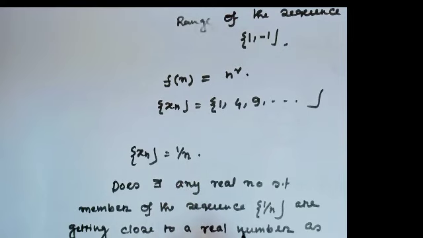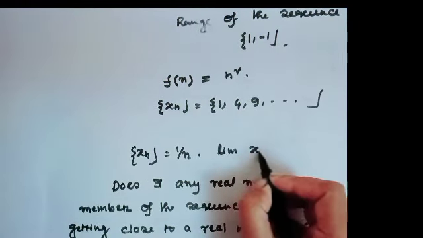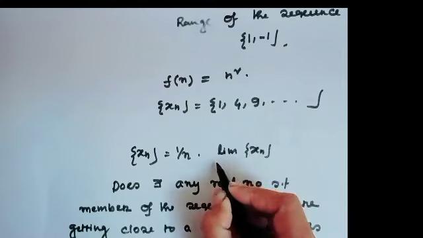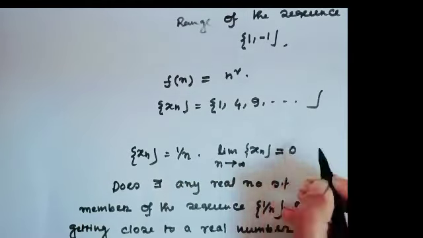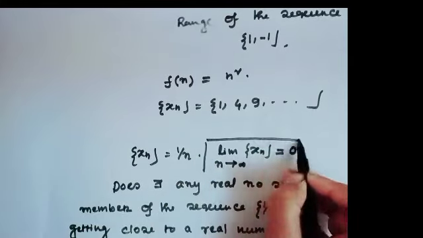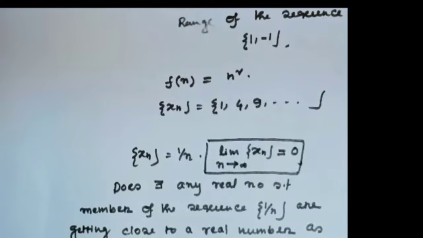So limit of x_n as n tends to infinity here will be 0. Okay, right.